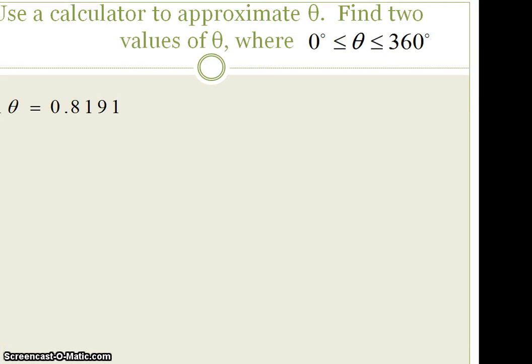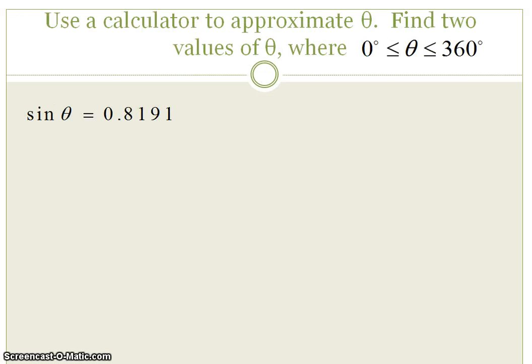Okay, so for the first example, we're going to find the 2 angles that make this statement true. Sine of theta is 0.8191. So sine is a positive number. All I need to take from this right now is that it's a positive number. So remember, we know that sine on the unit circle is the y coordinate, and over here both of them are positive, and over here the x coordinate is negative, but the y coordinate is positive. So I know sine is positive in the first 2 quadrants.